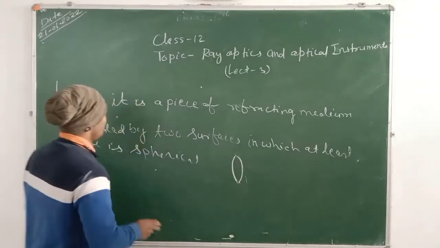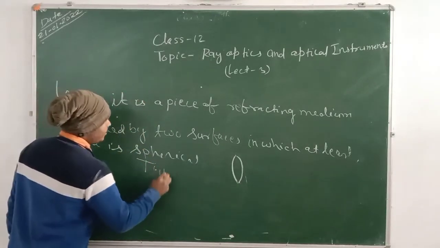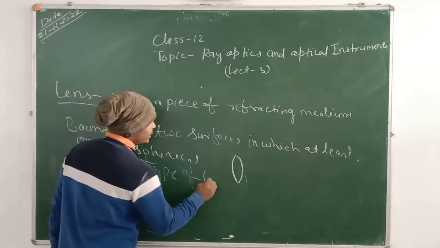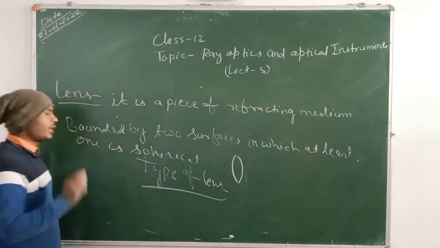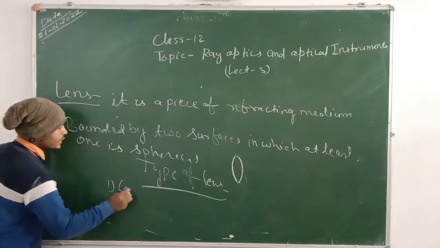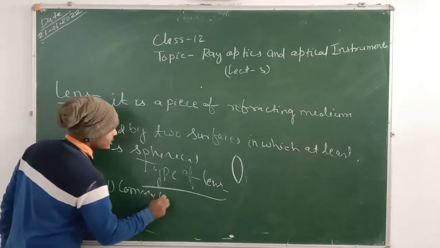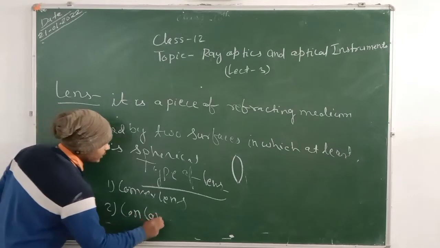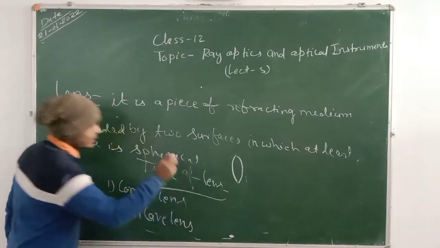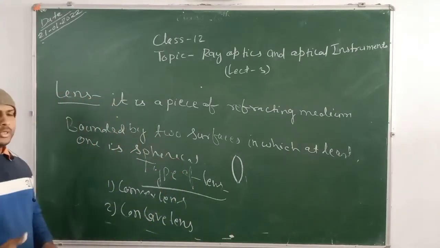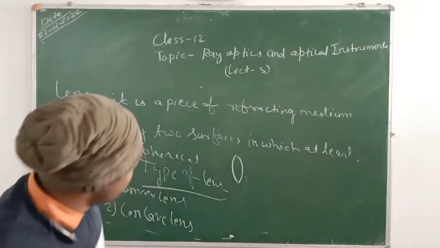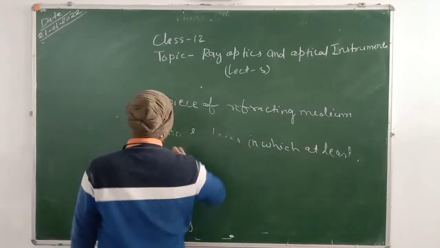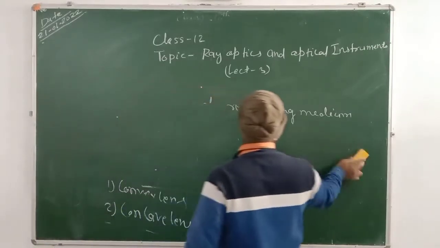Understand? There are two kinds of lens. So we have to now see types of lens. One is the convex lens, and another one is the concave lens. What is convex lens? We have to see, and what is concave lens? We have to see. Okay, so I'm writing here the first kind of lens, that is the convex lens.